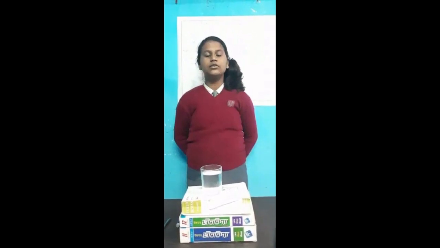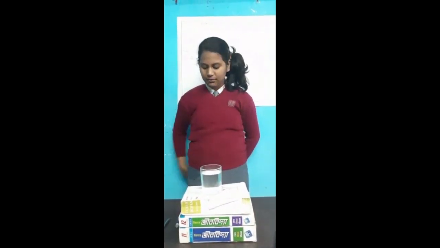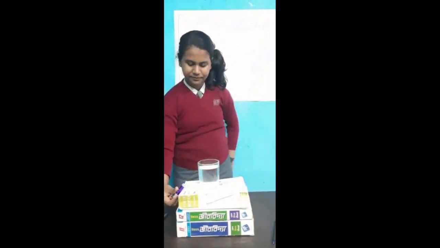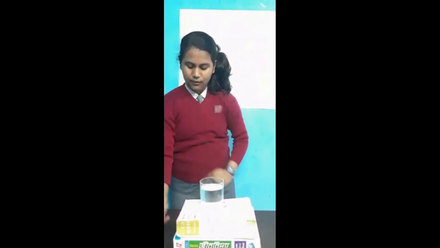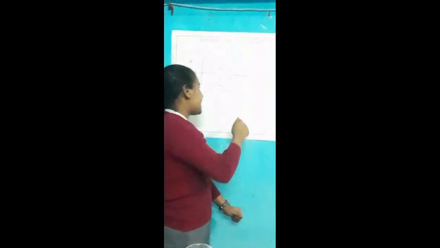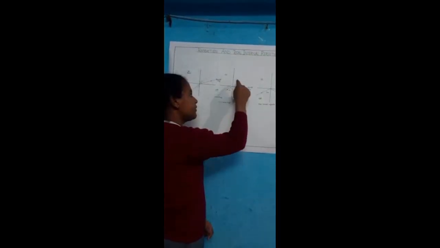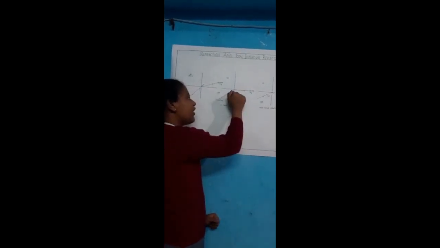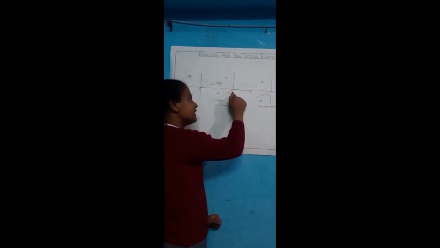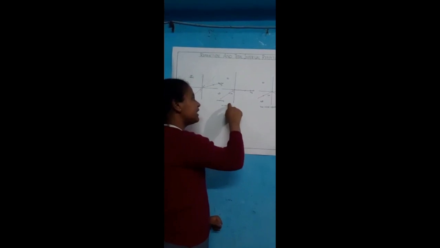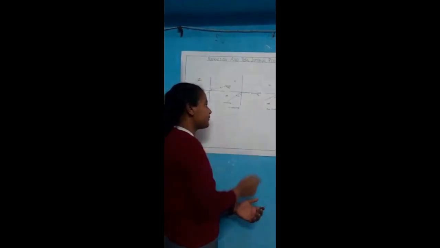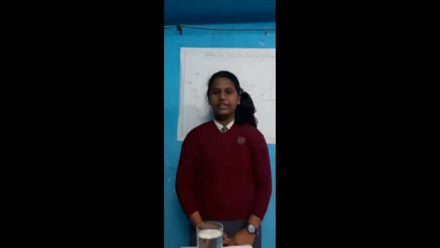Now to observe the total internal reflection, I am going to focus the light from this end. For total internal reflection, light has to travel from a denser medium to a rarer medium, and the second condition is the angle of incidence must be greater than the critical angle. Then the light gets reflected back into the same denser medium. This is called total internal reflection.